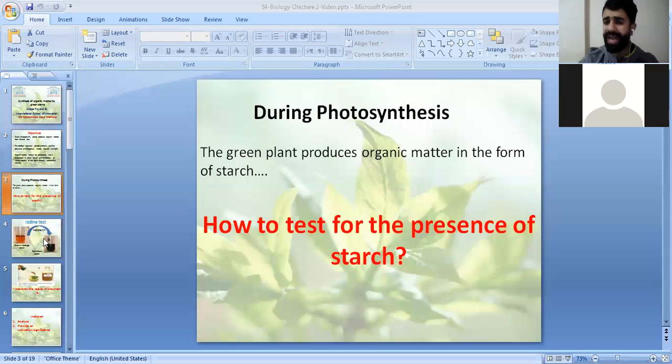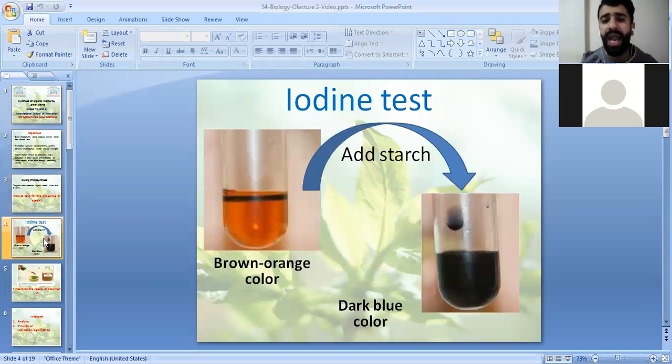The presence of starch is tested with a special test called the iodine test. The iodine test is done for the presence of starch. If you don't have starch, it will give a brown orange color. The color doesn't change. When we have starch, it will give a dark blue color.